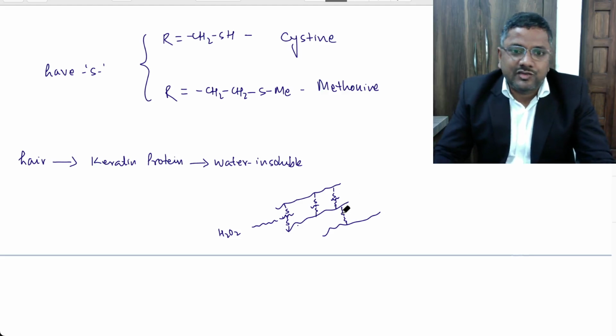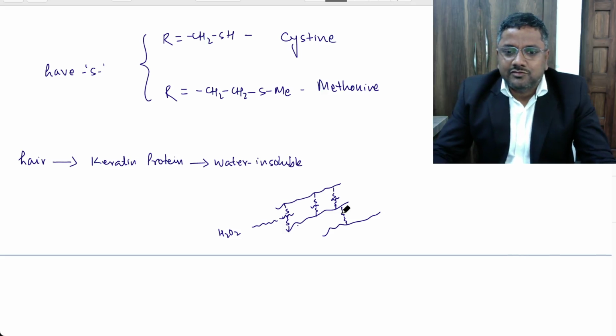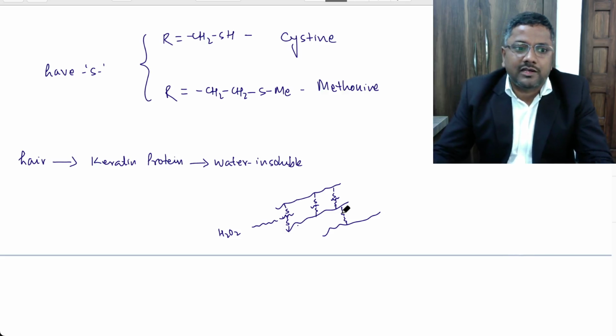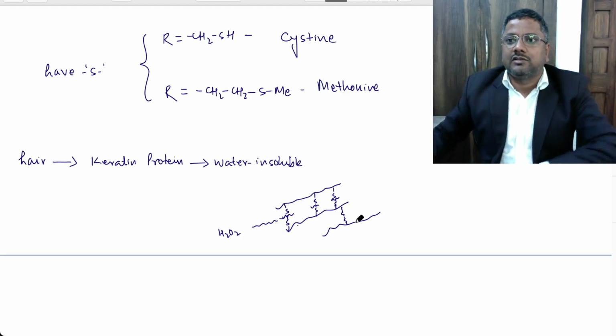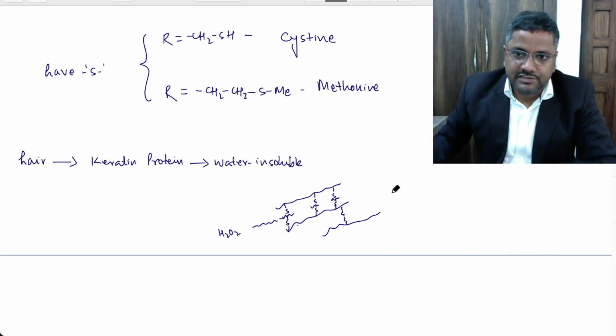So this is the chemistry of the parlor. Everywhere is chemistry. In the parlor also, the role of chemistry is there. So H2O2 is a good oxidizing agent, and it can be used to break the disulfide linkage present in the hair so that your hair can be straightened, right? So this is all about the classification and general introduction of alpha amino acids, right?